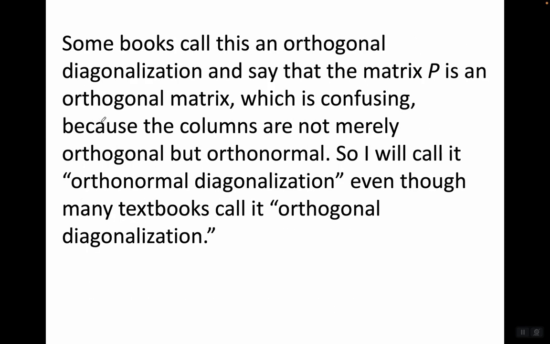Some books call this an orthogonal diagonalization and say that the matrix P is an orthogonal matrix, which is confusing because the columns are not merely orthogonal, but orthonormal. If you say that P is an orthogonal matrix, you might assume that the columns are just orthogonal to each other. But for most books, they're not only orthogonal to each other, they're unit vectors. They're orthonormal vectors, in other words. So I will call it an orthonormal diagonalization, even though many textbooks call it an orthogonal diagonalization, like our textbook that we're using this semester, David Lay's book.